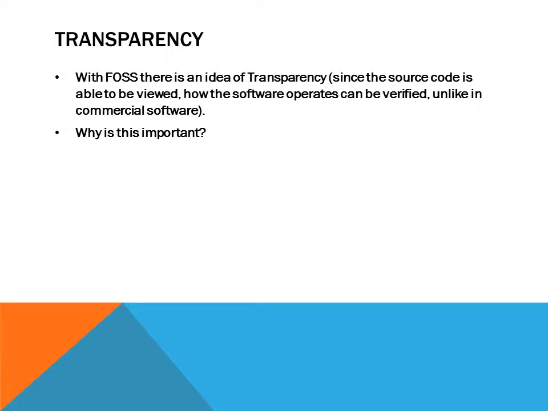One of the most appealing aspects of open source software is the idea of transparency. Transparency is the idea that since the source code can be viewed, how the software operates can be verified, unlike in commercial software. This means that how everything operates in the software can be viewed and checked to make sure it works correctly. This is important because it can make sure that everything is acting the way it should and not malfunctioning. One example was the idea of voting machines. Since the source code can be viewed, it can be seen that the votes are being tallied correctly and not being purposefully edited or changed.